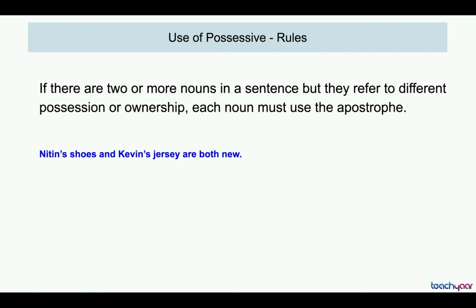Nitin's shoes and Kevin's jersey are both new. Here we have Nitin and Kevin, but what they own is different. Nitin's shoes, Kevin's jersey. They are two different things, so the ownership is different. Therefore, we have to put apostrophe S for Nitin also, and Kevin also.